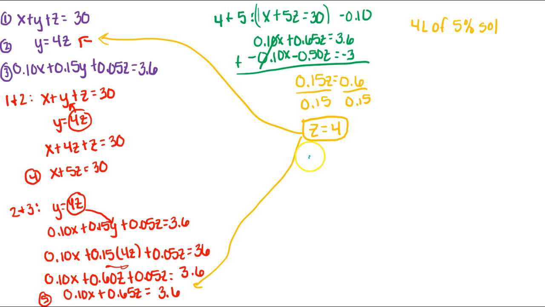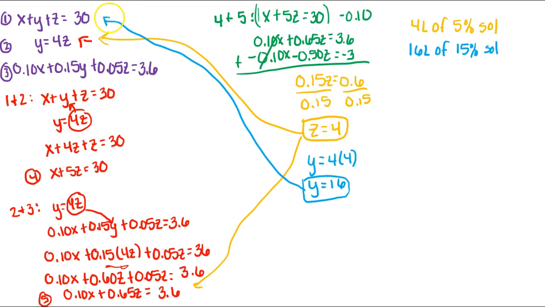Alright, so y is going to be equal to 4 times the z we just found. Therefore, y is equal to 16. That means we need 16 liters of the 15% solution. And now I'm going to take the z and the y, and I'm going to plug both of them in up here into equation 1.